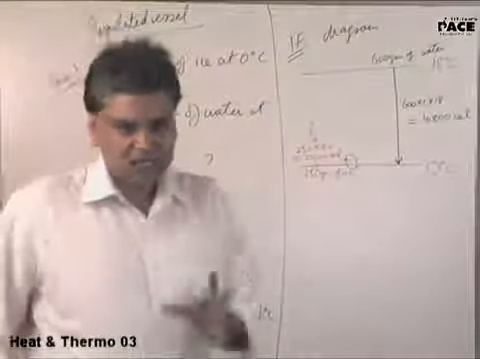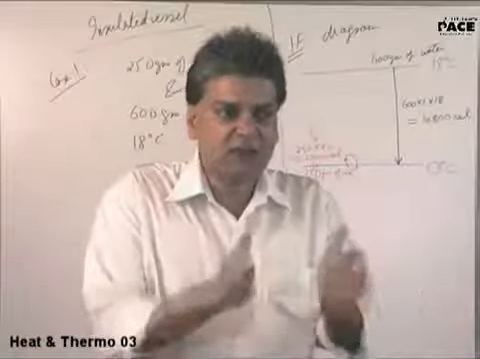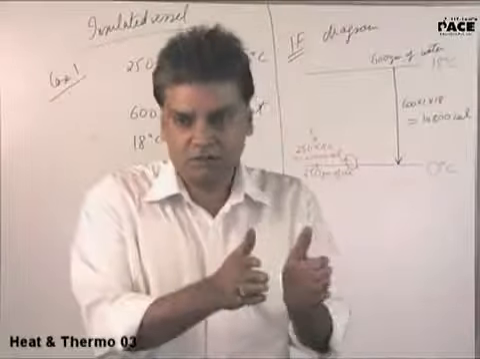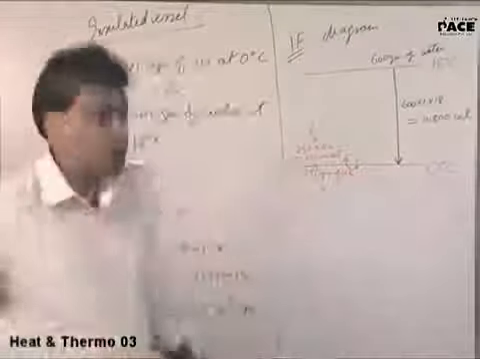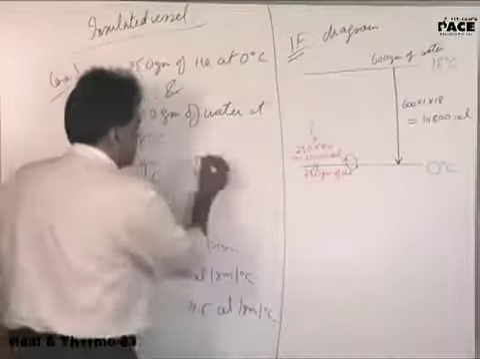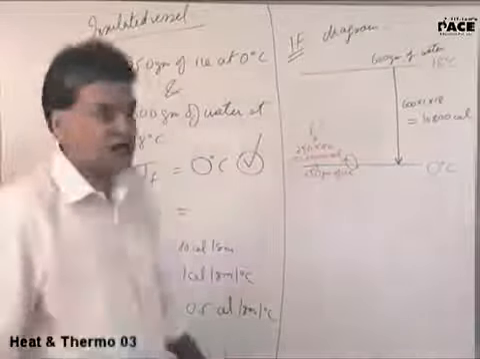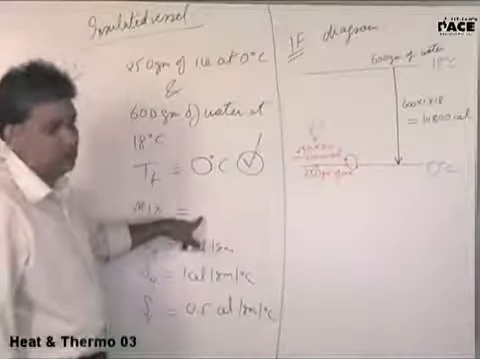Some amount of ice will melt, which means there will be ice and water in the final mixture. Temperature is 0. What is the temperature finally? 0 degrees Celsius. This part we have found out already. One part we have done. The other part is we have to find out how much will be left out.